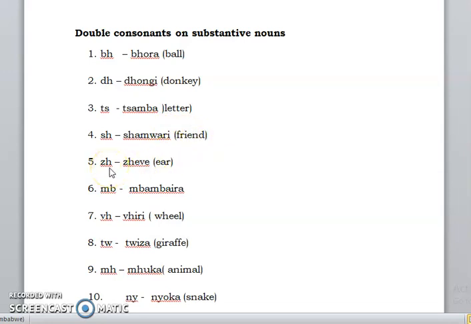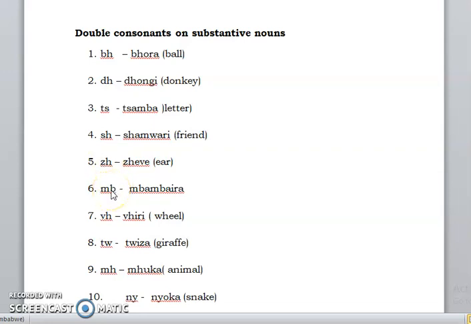The next is Zh. Combination of Z and H. It's pronounced as Zh. The example of a noun is zheve, which means ear. An interesting thing about this consonant, Zh, it's mainly used in one of the dialects in Shona, which is Karanga. In the Zezuru dialect, which is the core dialect we are using for this course, you will not find any words with Zh, but it's a Shona word for the Karanga dialect.